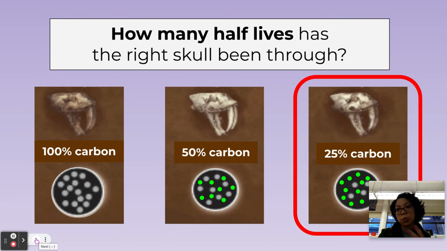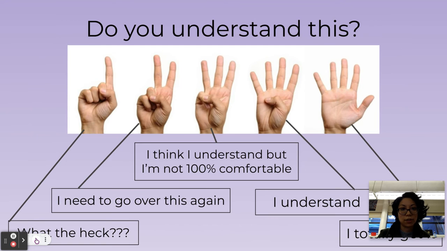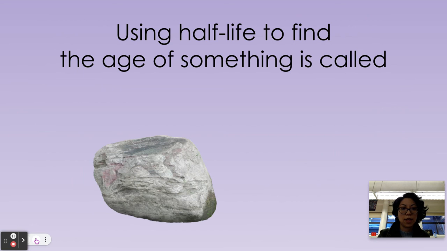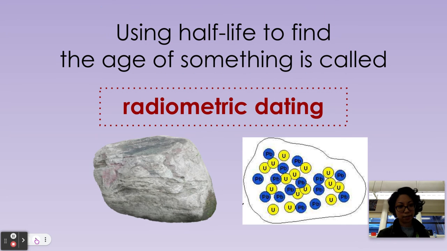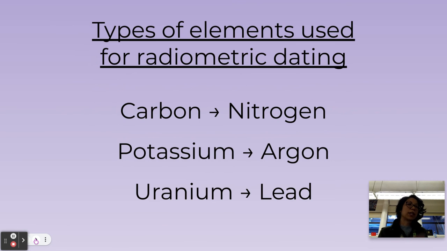Okay. So this works the same for every other element, not just carbon. And this technique of using the half-life to figure out how old something is called radiometric dating. Just think like radioactive, right? We're trying to date something, figure out how old it is by using the radioactive atoms. So like I said, there's different kinds of elements we can use for this. We can use carbon. We can use potassium. Radioactive potassium turns into argon. And we can use uranium, which eventually turns into lead.